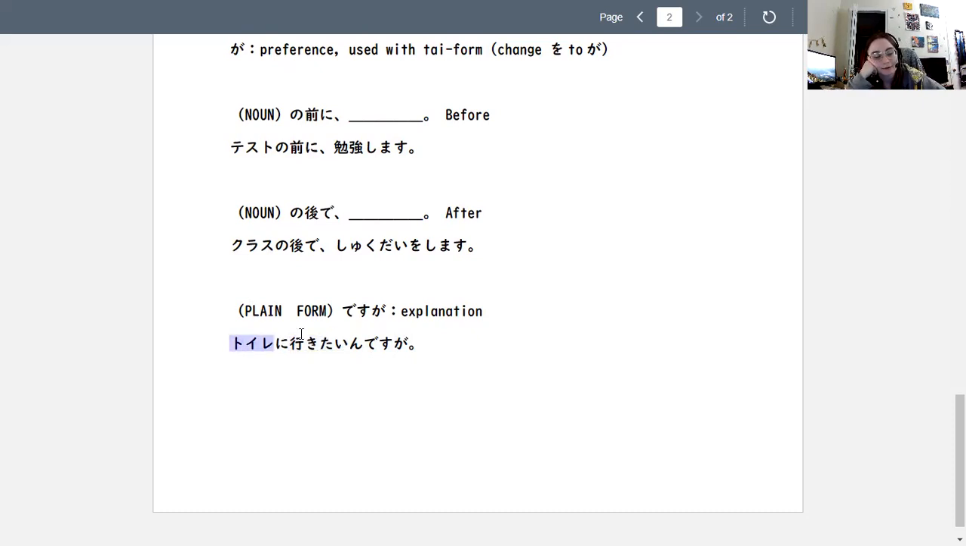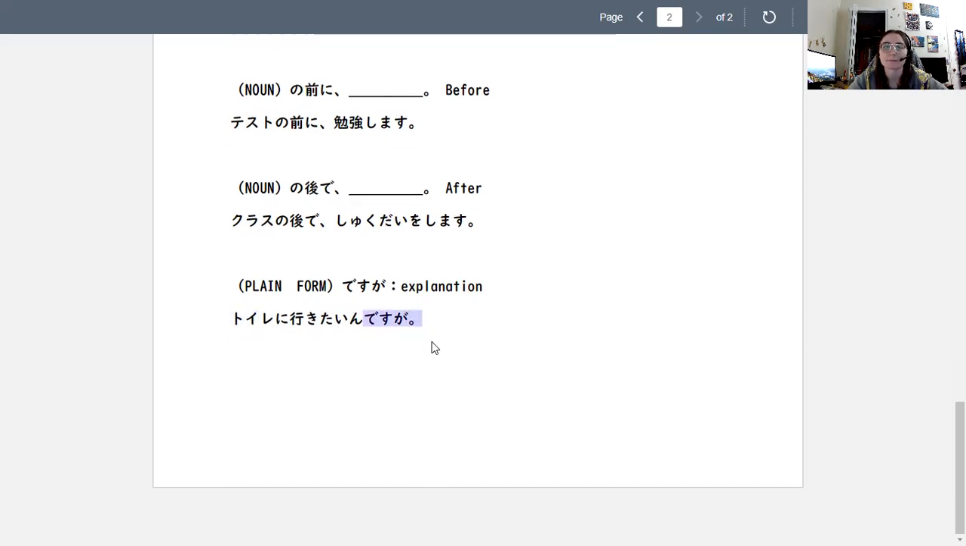So if you're like, oh, I'm trying to find the bathroom somewhere. So if you want to go, so ikitain, it's another way to say ikitai. So ikitain desu ka. So you want to go to the toilet. So you need an explanation for it, kind of. I hope that kind of explains that concept.